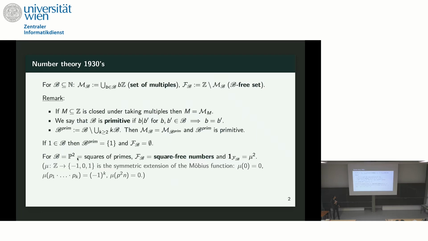If 1 is in your set, then this primitivized version contains just one element. The set of multiples is everything. The B-free set is nothing. So this is boring to study. Let us look at something more interesting. Now our B will be the set of squares of all primes, and the B-free numbers are the so-called square-free numbers, and the characteristic function of the set of square-free numbers is the square of the Möbius function.